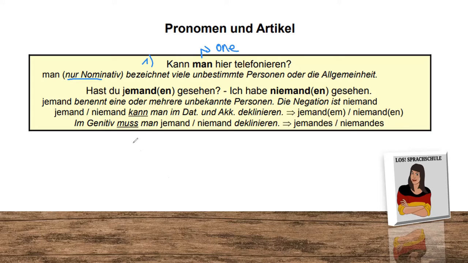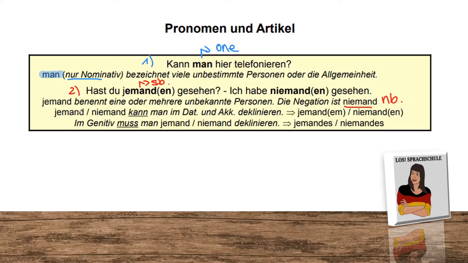This is the first one, man. Second one, jemand or jemanden means somebody. Somebody, like in English, is for one or many unknown people. We have a negative counterpart, which is niemand. In English, of course, nobody.